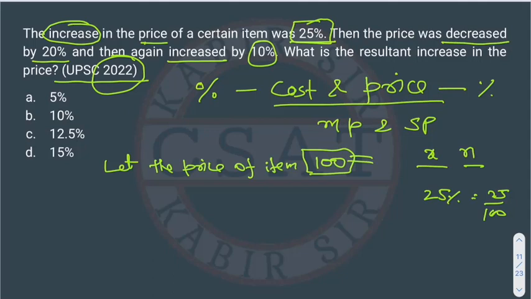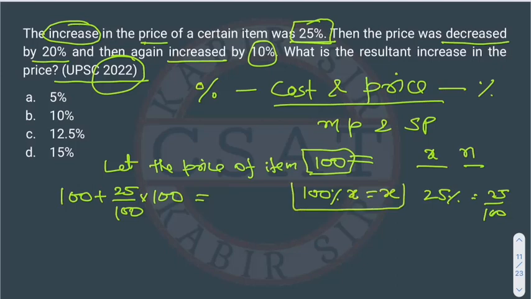So initially the price got increased by 25%. In the unitary method, we can write that initially it was 100 and then it got increased by 25%. Or we can directly say 100%. In percentage, there is one more concept: 100% of some number, suppose x, is x.